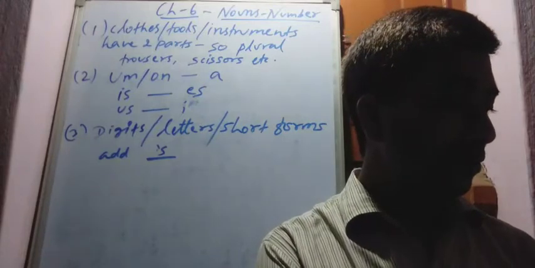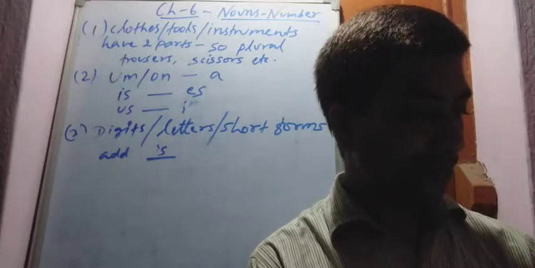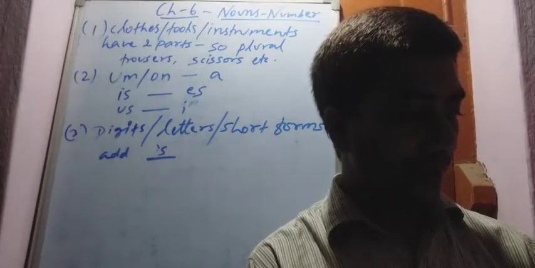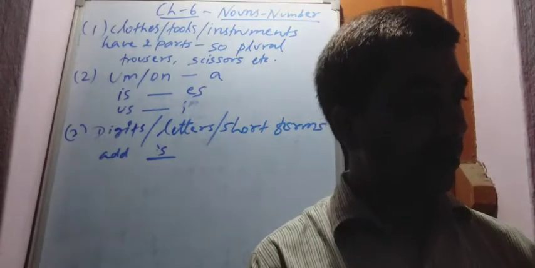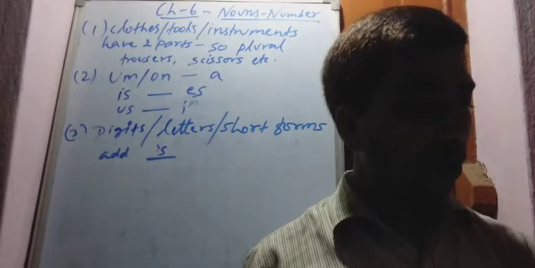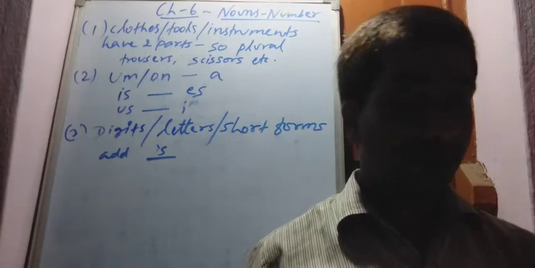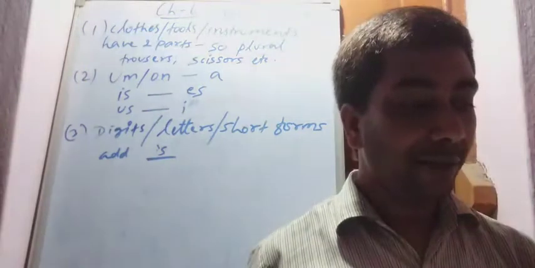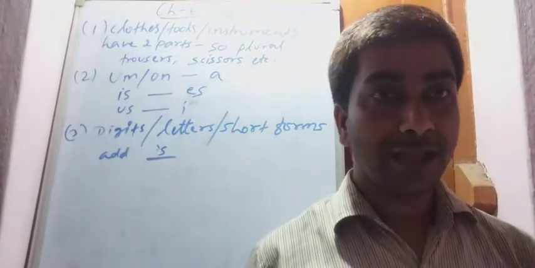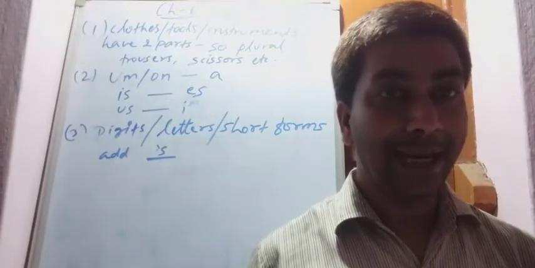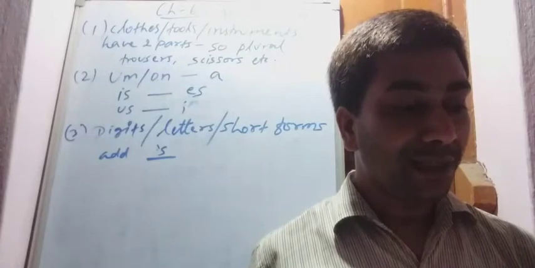Now next page, 27, next page, rule number 14, foreign plurals. Some plurals are made from Greek and Latin. Some words are from Greek and Latin languages. Their plurals are made in an irregular way.